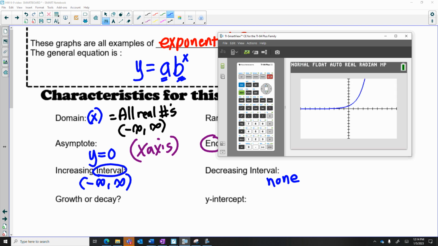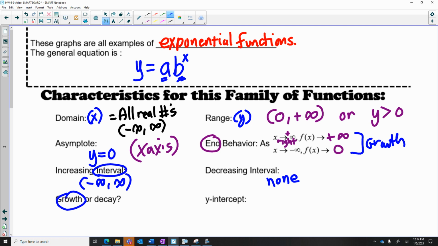All right, let's go back to 2 to the x again. Is it growth or decay? We're going to do 2 to the x here. So 2 to the x we said is growth. And what was the y-intercept? We said was (0, 1).